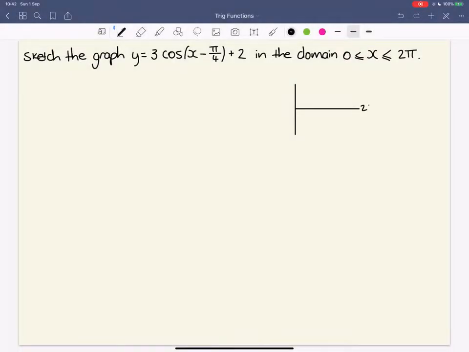A cos curve between 0 and 2 pi has a range of -1 to 1. And we know it has, at pi, a minimum. So let's go ahead and just do this. All right, that's a cos curve.